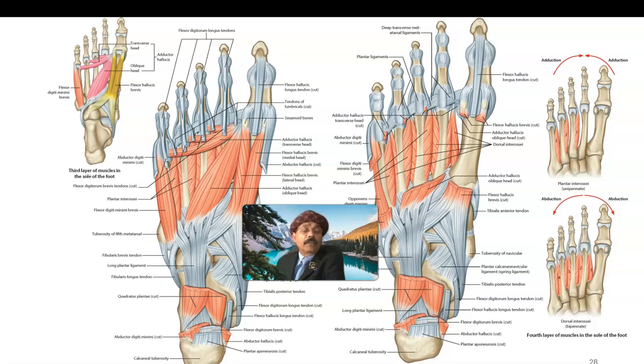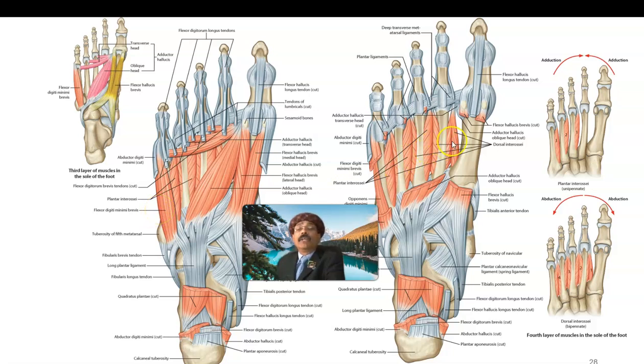You are looking at the third layer. We have the muscle adductor hallucis, two heads here. Also have the flexor hallucis brevis here. So we got the muscles from the third layer. Fourth layer muscle, mostly interossei muscle here. In the third layer, we have another muscle, flexor digiti minimi.